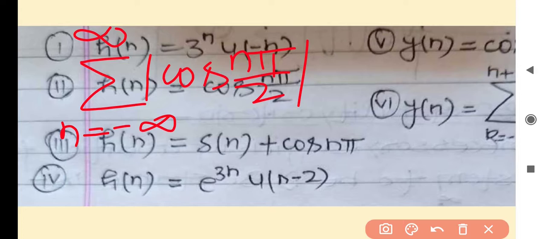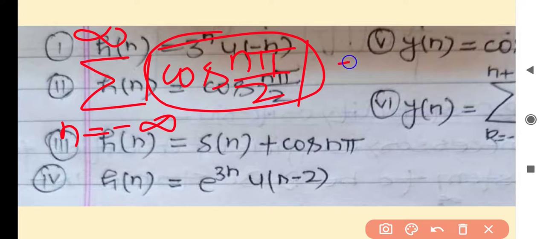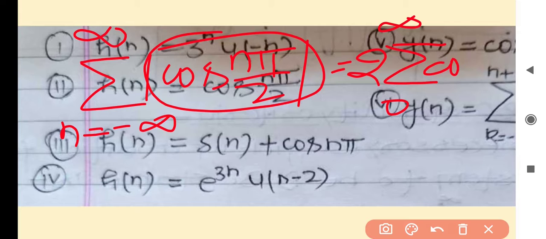When we put values of n from minus infinity to plus infinity, we can say that it is an even function, so cos of minus theta will give the same value as cos of theta. So we can write it as 2 times the summation from 0 to infinity of mod of cos n pi by 2.